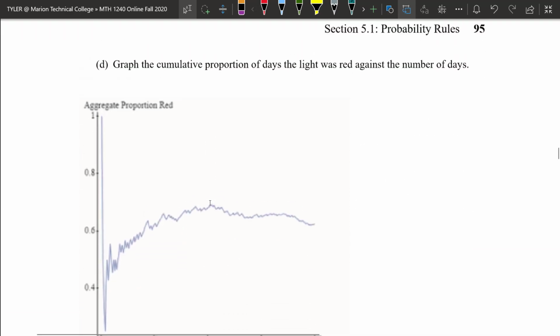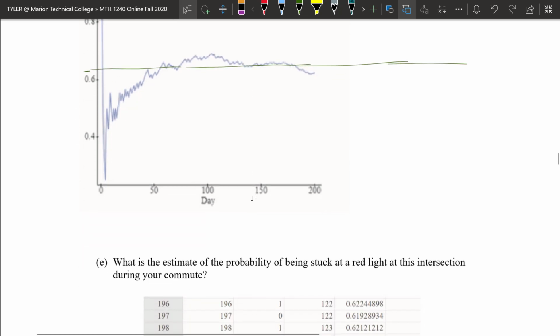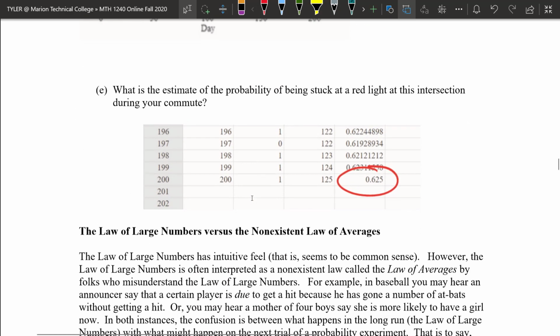And now it says graph the cumulative proportion of days the light was red against the number of days. So notice, initially it's kind of crazy, but as the days get bigger, it's starting to flatten out, where the true probability is. So maybe somewhere along this green line is where that true probability lies. And obviously, the more trials we do, the closer we're going to get to that value.